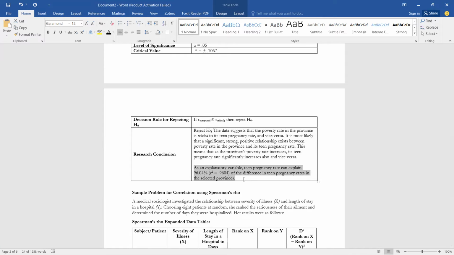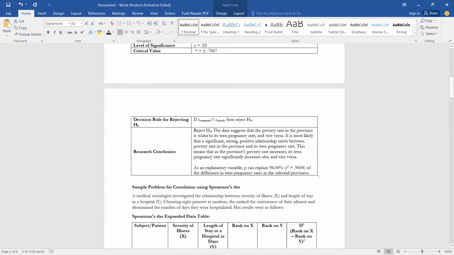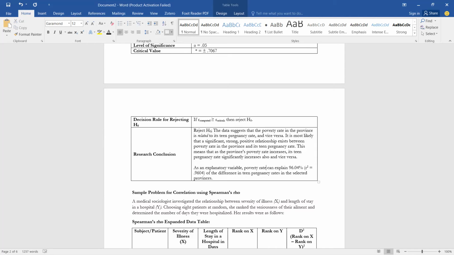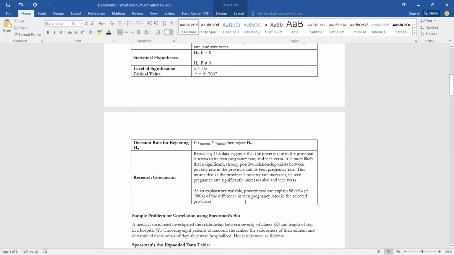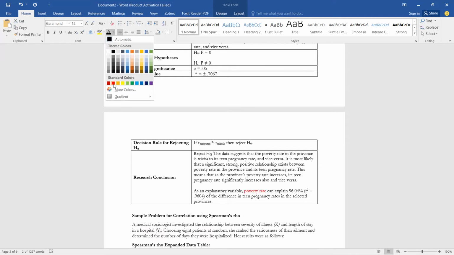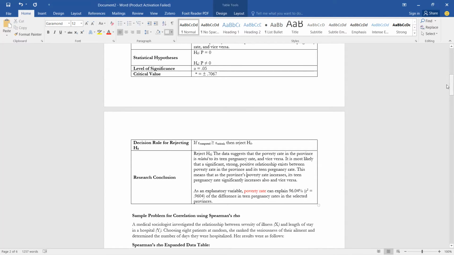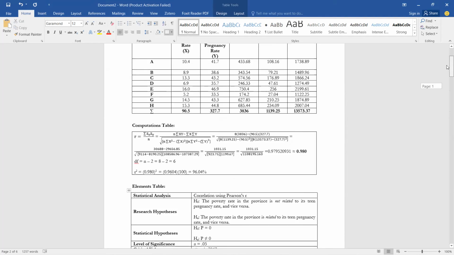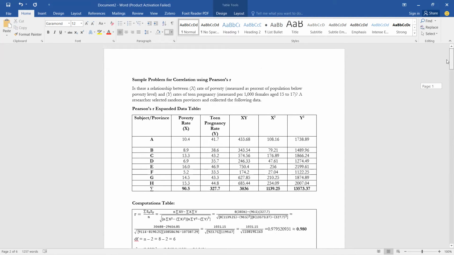Teenage pregnancy rate, this is supposed to be, what do you call this? Poverty rate can explain 96.04% of the difference in teen pregnancy rates in the selected provinces. So this is an error. This is supposed to be pregnancy rate. All right. So that's your sample problem for correlation using Pearson's r.